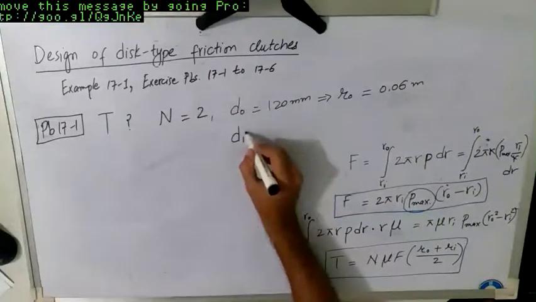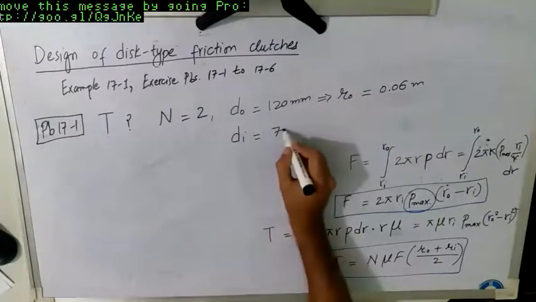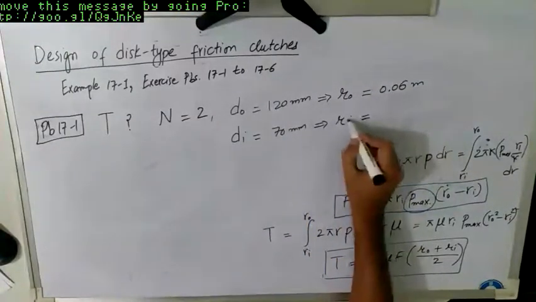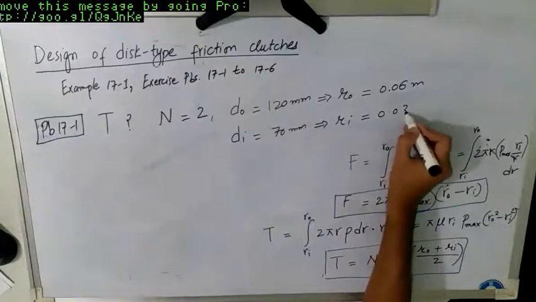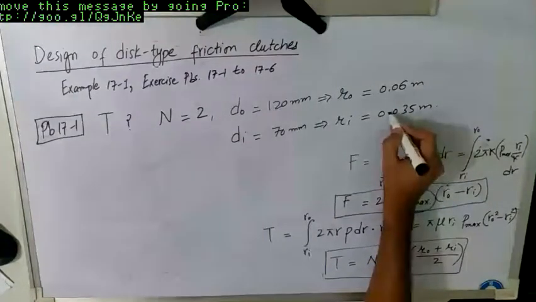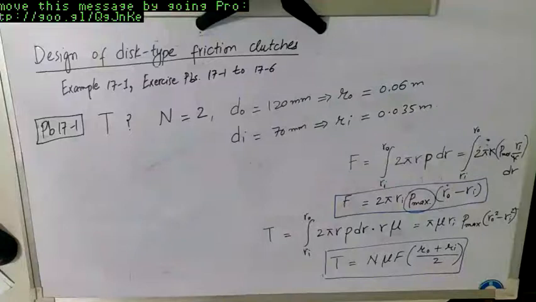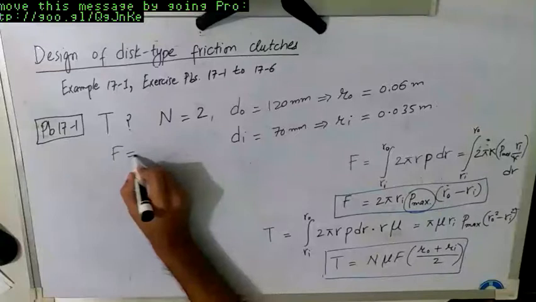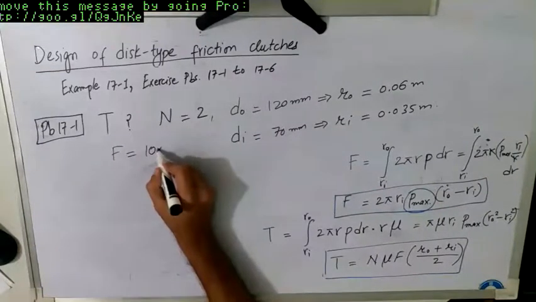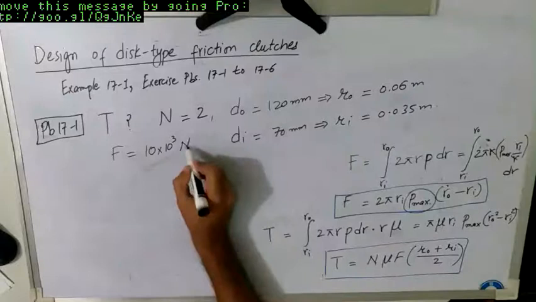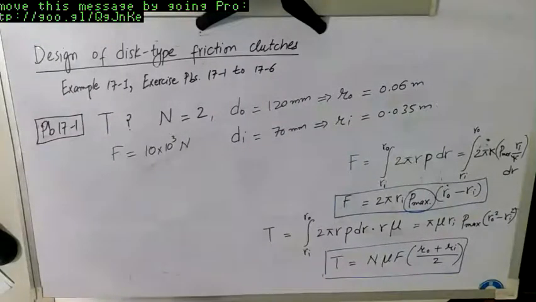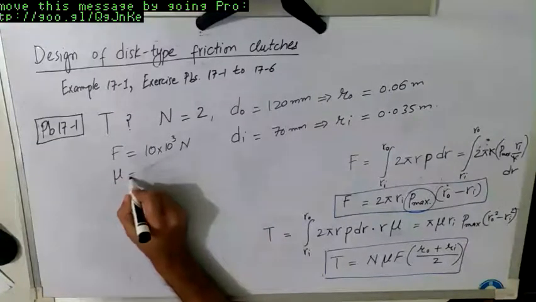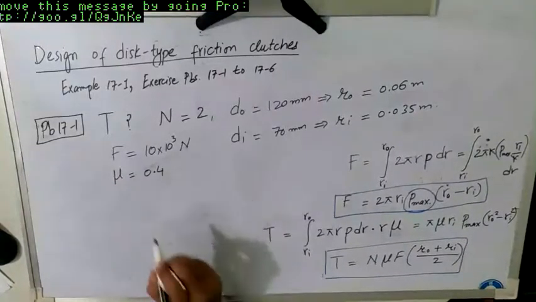And similarly, Di is given as 70 millimeter. It means that the inner radius is 0.035 meters. The applied axial force, which is actually the actuation force, is 10 into 10 to the power 3 Newton. It is given. The value of mu is given as 0.4. This is the coefficient of friction.